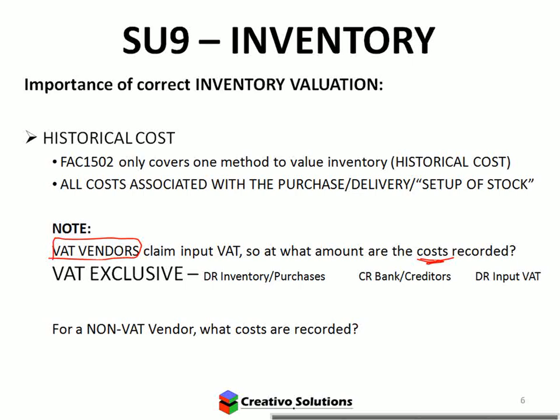If I'm a non-VAT vendor and I'm buying goods to sell, what am I going to record as the cost of the goods that I'm going to be selling? If I'm a non-VAT vendor, VAT inclusive or VAT exclusive? VAT inclusive. Good. So then I'm going to debit the inventory or purchases and credit the bank or the creditors. So basics still apply. You're either going to be buying stock using cash or buying stock using credit. Makes sense?